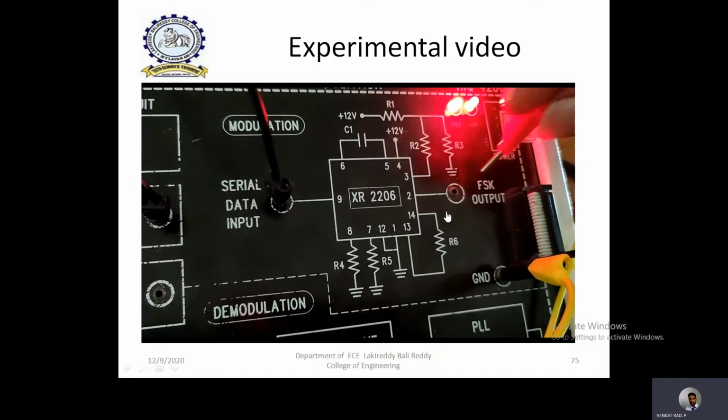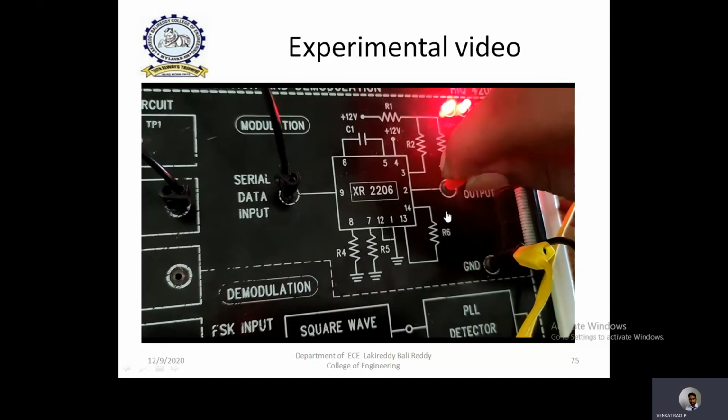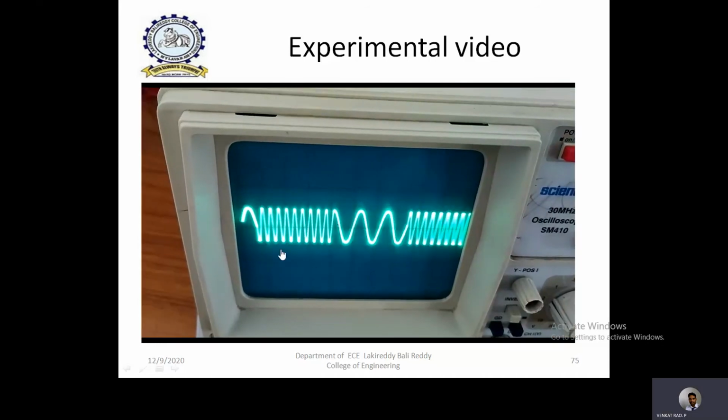Now let us clearly observe the frequency variations in the CRO. So this is high frequency carrier and this is low frequency carrier, again high frequency carrier, and so on. So that means it is generating high frequency carrier as F1 during binary 1 period, and it is generating low frequency carrier as F2 during binary 0 period. And it keeps on repeating.